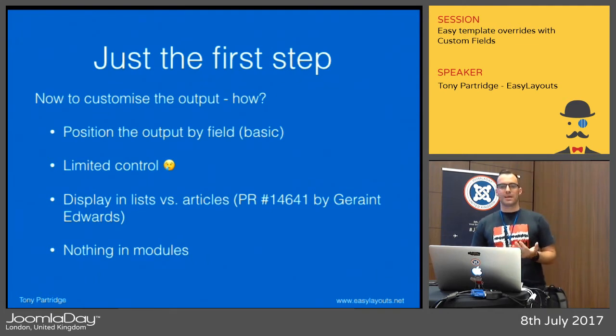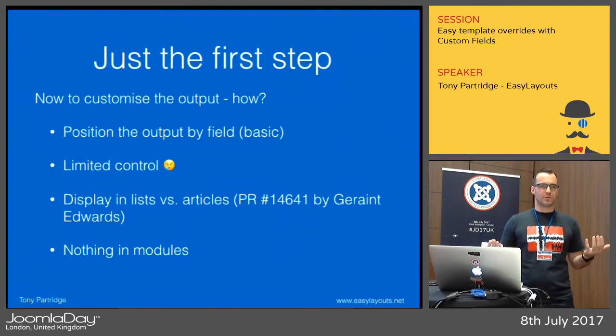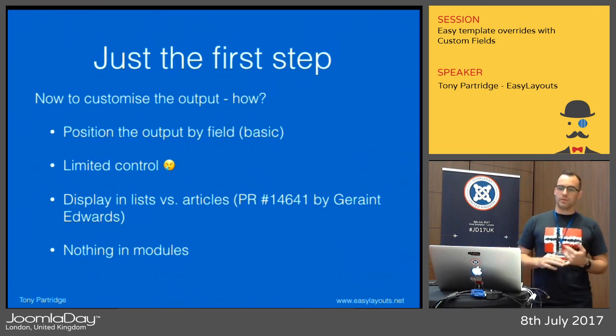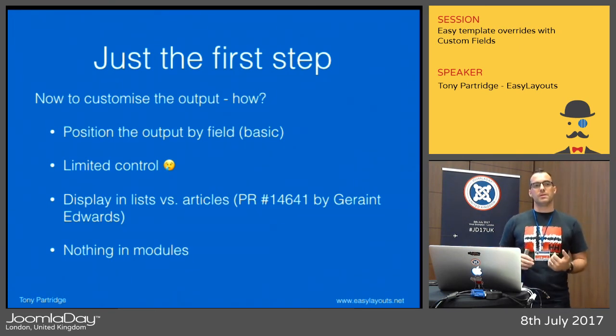Now, how do you customize the output? We can create fields, we can add all the content, adding is easy, really effective, all 100% Joomla, but the front end, how do you control that? You've got position the output by field, which is very basic, so you can control if it's at the top or the bottom of the article.